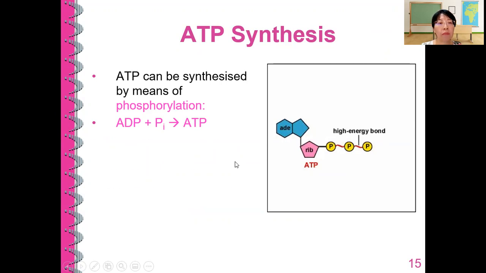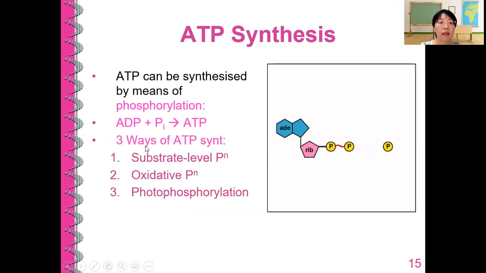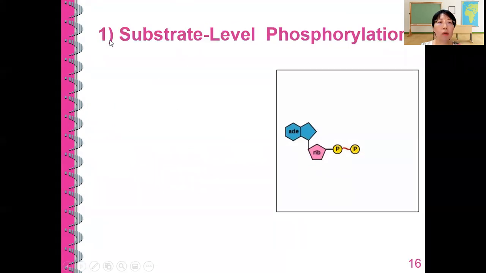Okay, regardless of which one. And of course, there are three ways. Number one, substrate-level phosphorylation. Number two, oxidative phosphorylation. Number three, photophosphorylation. So all are phosphorylation. Okay, so let's look at number one, substrate-level phosphorylation. So what is the meaning of substrate-level phosphorylation?